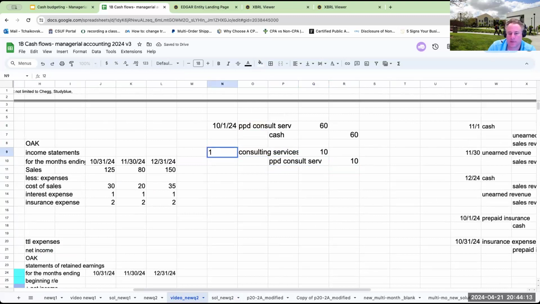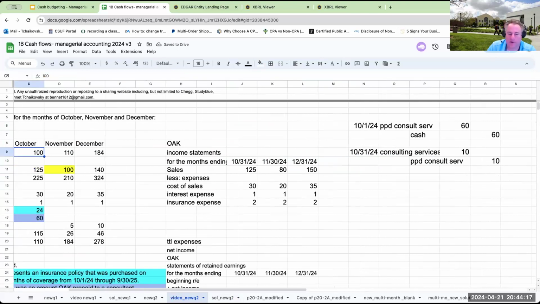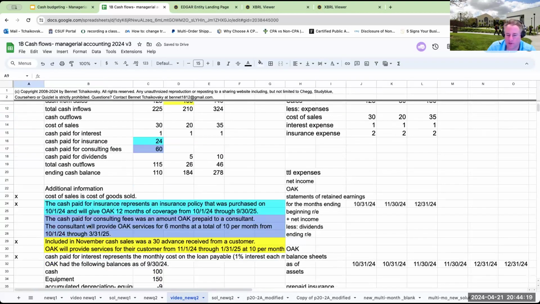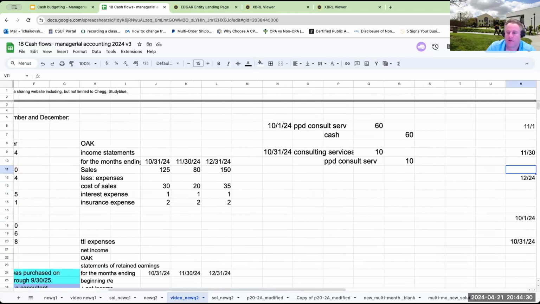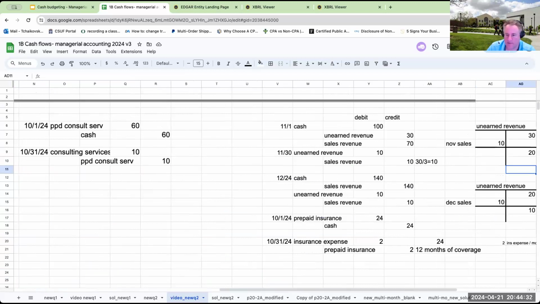Okay, this is going to be 10/31/24. How did I know it's going to be 10? Well, it tells me over here, providing services for 6 months at a total of 10 per month from October 1st through March 31st. So coming over here, that's what this will look like. Let's take a look over here. What does the T account for this look like? Let's take a look at that.